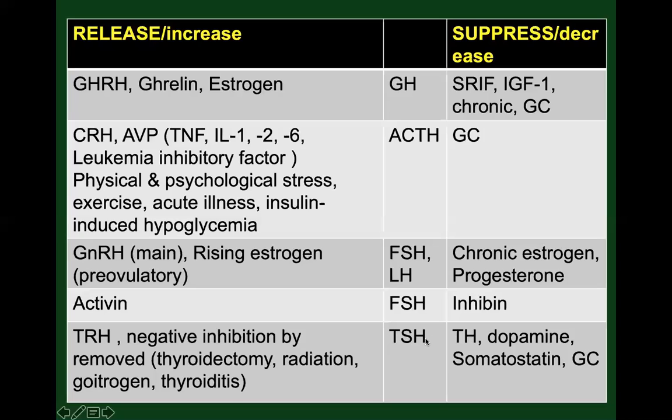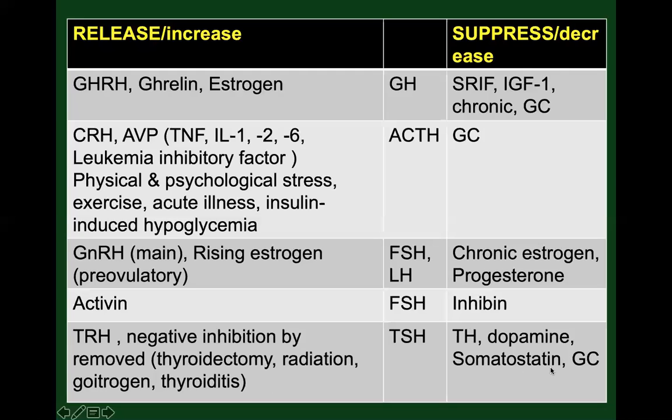Now, thyroid stimulating hormone will have its thyrotropin releasing hormone also from the hypothalamus. Factors that would cause an increase in the TSH would be from your negative inhibition. And that is if you take out your thyroid through thyroidectomy, radiation, or thyroiditis, which is an inflammatory process, as well as any goitrogen. Now again, its target hormone, which is the thyroxine, will inhibit the TSH, as well as dopamine and somatostatin.